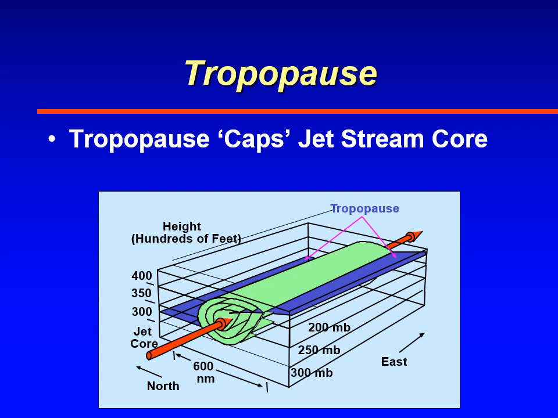Also notice how the tropopause, as it comes over the jet stream core, drops down to a much lower altitude to the north. And that makes sense because to the north, the air is much colder and the tropopause is lower. To the south, the air is much warmer and the tropopause is much higher. So you can think of the jet stream as acting as a separator between warm air and cold air: warm air to the south and cold air to the north.